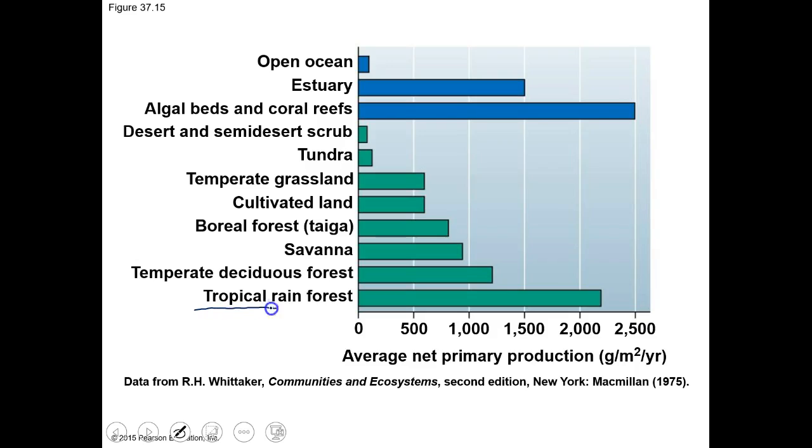We always think of tropical rainforest as being the most productive. But if you actually look at it, it's algal beds and coral reefs that are higher than tropical rainforest. So this is a big thing that we'll maybe discuss a little bit next time, but conservation efforts really need to go towards coral reefs and getting that productivity out of them. We don't find a whole lot in the open ocean or deserts or tundras, which should be intuitive.